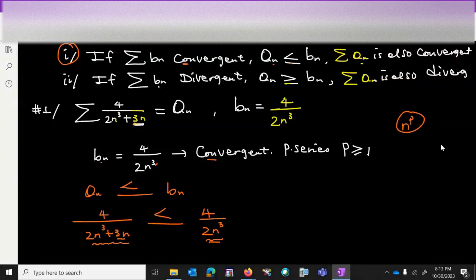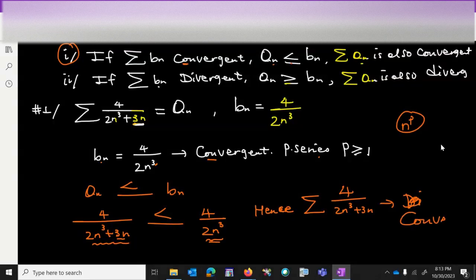So look, a sub n is less than b sub n. At the same time, b sub n is convergent from the p series. Hence, the series 4 over 2n cubed plus 3n also converges. This also converges.